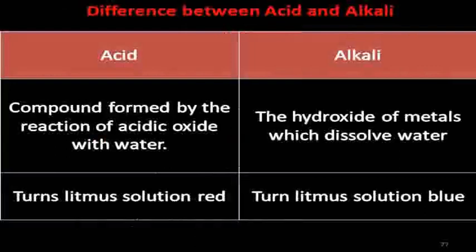Difference between acid and alkali. Acid: compound formed by the reaction of acidic oxide with water. Alkali: hydroxide of metal which dissolves in water. Acid turns litmus solution red. Alkali turns litmus solution blue.